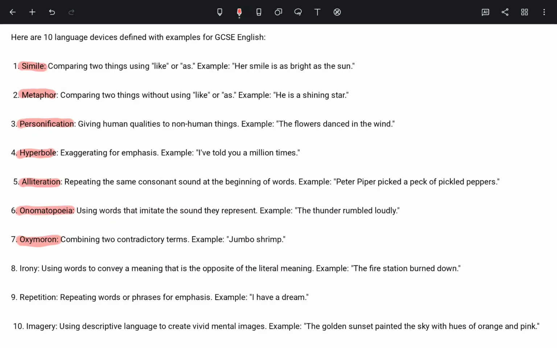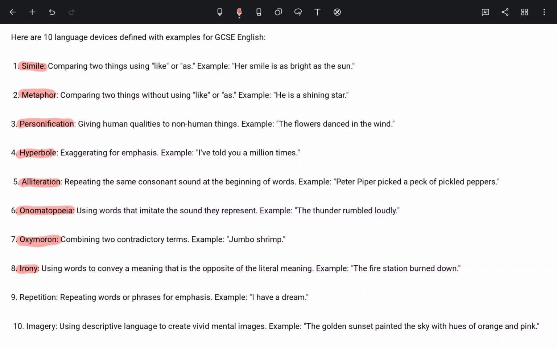Number eight is the use of irony. So using words to convey a meaning that is the opposite of the literal meaning. So for example, the fire station burned down. Now, you'd think a fire station would be a place where they would have the right measures to make sure that the building doesn't burn down. But here it's ironic because the meaning has a twist to it.